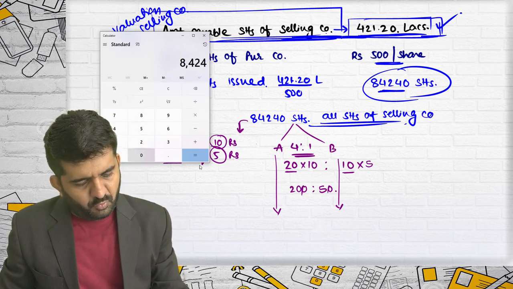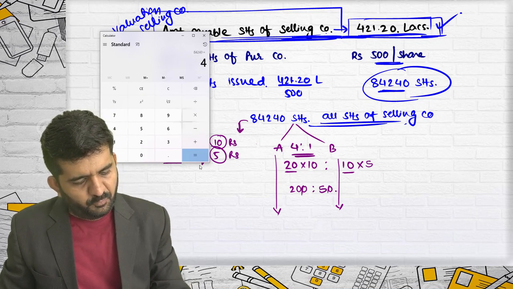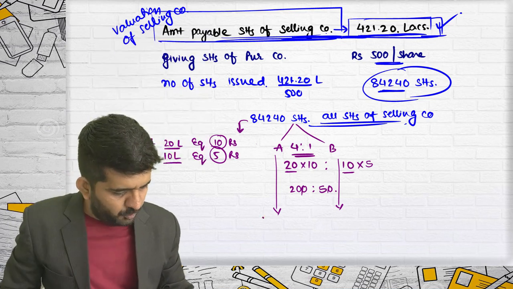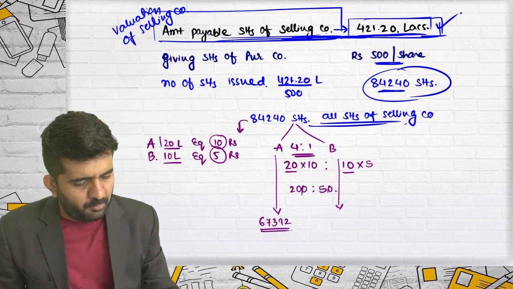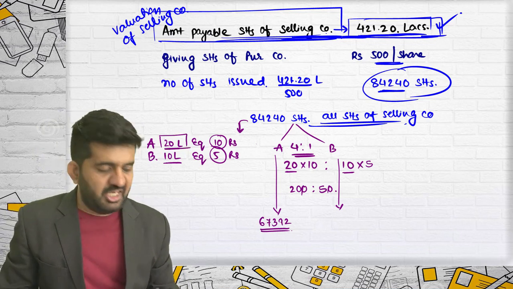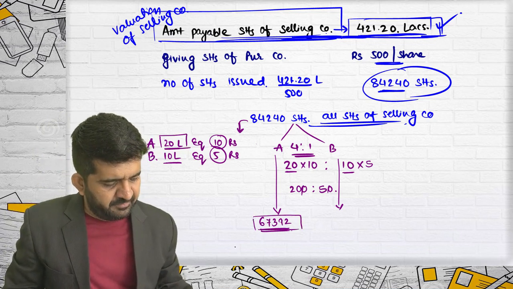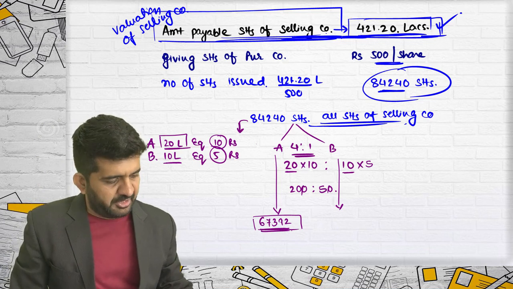$84,240 into 4 divided by 5. It is 67,392. How many were they holding? 20 lakh shares. How many are they getting? Only 67,392. Is it correct?